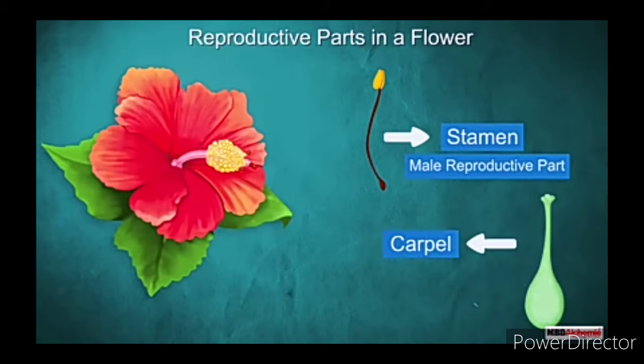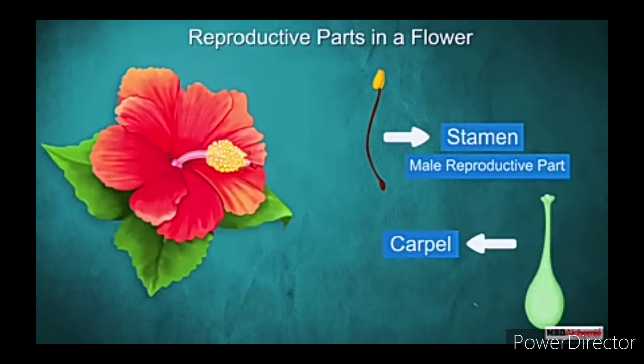The flower is the reproductive part of the plant. In the flower, we have 4 parts: calyx, corolla, androecium and gynoecium. Calyx means, as you already know, the sepal, green in color. The group of sepals is called a calyx.